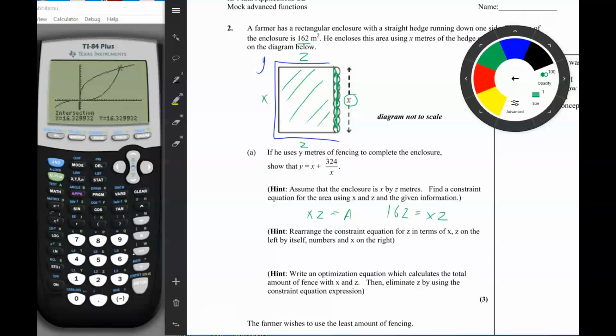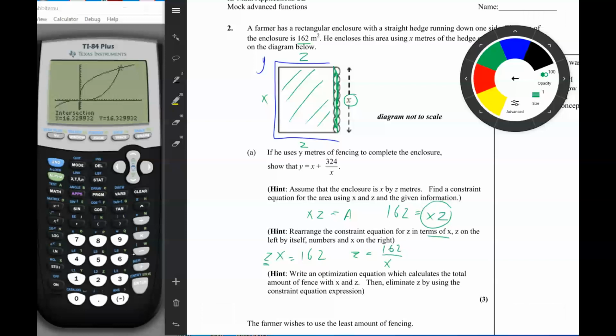Rearrange the constraint equation for Z in terms of X. Z on left by itself, numbers and X on the right. So can we do that with this? So let's reverse this first so that we have Z and X on the left, and then we have 162 on the right. Now we want Z by itself on the left. Let's divide both sides by X in order to do that. So we'll end up with Z equals 162 divided by X.